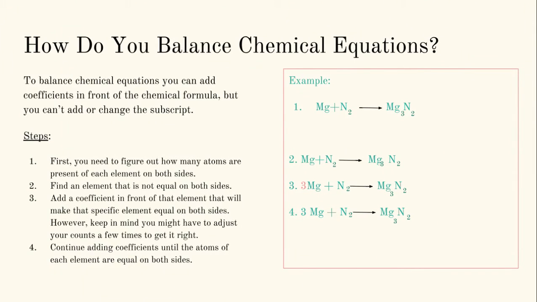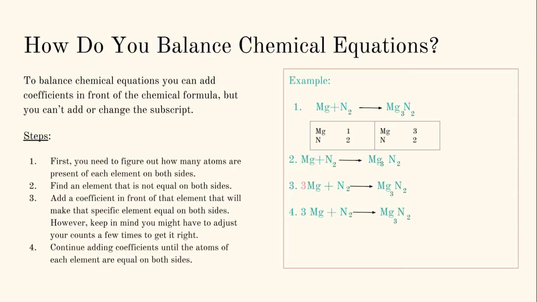How do you balance chemical equations? To balance chemical equations, you can add coefficients in front of the chemical formula, but you can't add or change the subscript. Step 1, you need to figure out how many atoms are present of each element on both sides. So in our example, on the reactant side we have 1 Mg and 2 Ns, and on the product side we have 3 Mgs and 2 Ns.